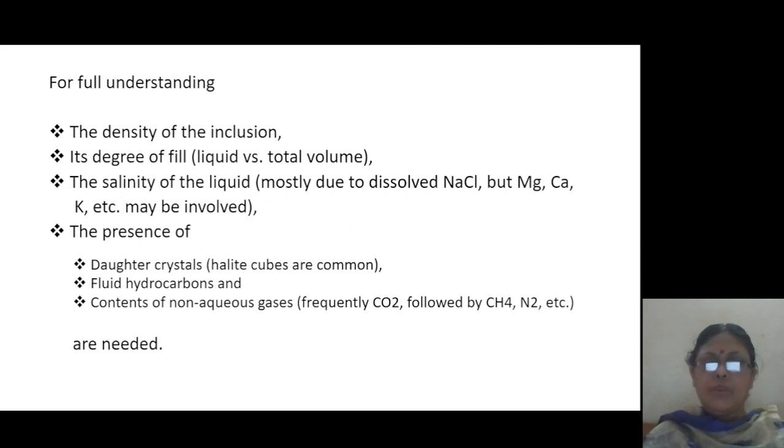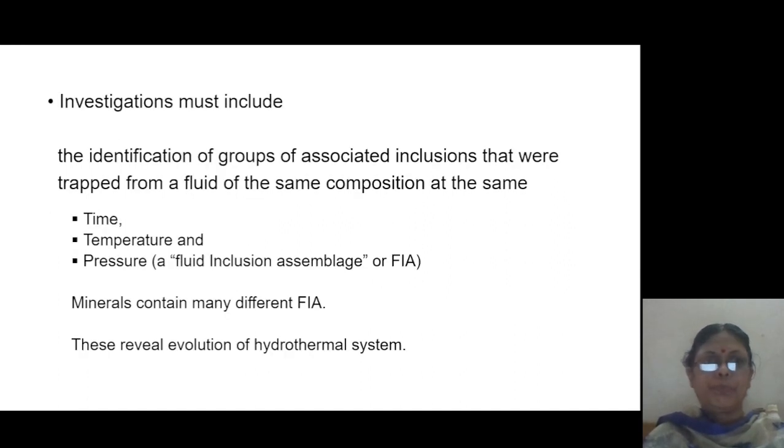about the formation of the crystal, which can be understood from the fluid inclusions. So investigations must include the identification of groups of associated inclusions that were trapped from a fluid of the same composition at the same time, temperature, and pressure.